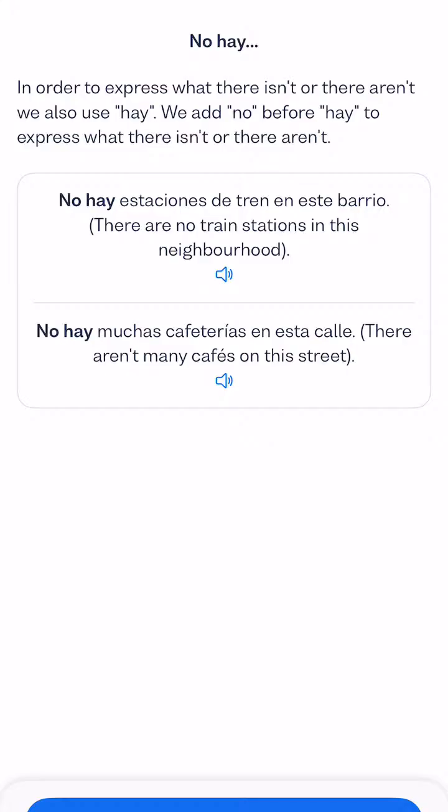In order to express that there isn't or there aren't, we also use hay. We add no before hay to express that there isn't or there aren't.